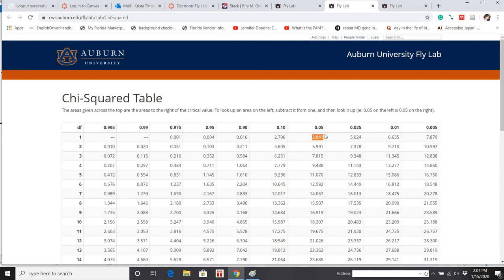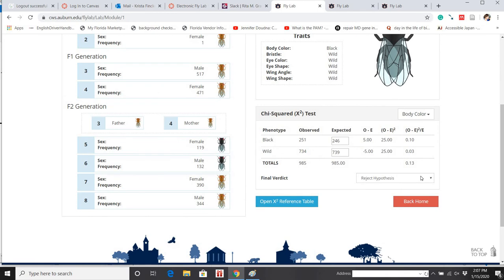Okay, awesome. So if our chi-squared value is less than our table value, we fail to reject the hypothesis. The hypothesis is, of course, that body color is a Mendelian trait, right? Because that's what we predicted. We based our expected values on our Punnett square using simple Mendelian inheritance. So if our chi-square value is less than this, we fail to reject our hypothesis. And our chi-square value is much less than this. Our chi-square value is only 0.13. This is 3.841. So we would fail to reject the hypothesis.